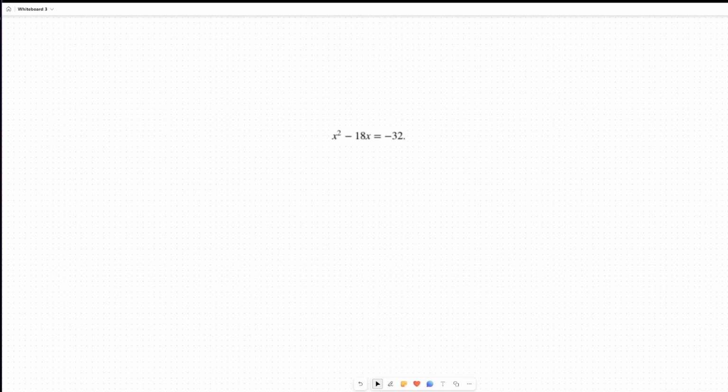Hey guys, just real quick, I'm going to go over how to do word problems with quadratics. First, it's been a while, so let's go ahead and practice factoring with this problem right here.